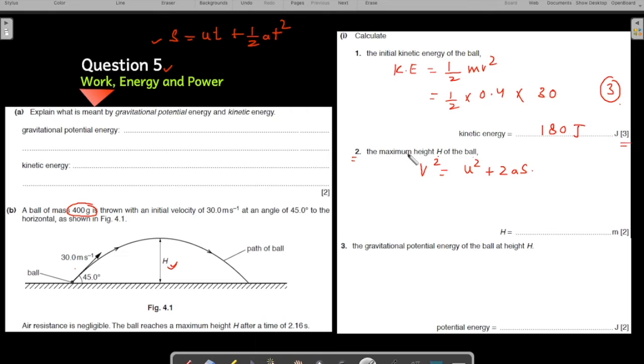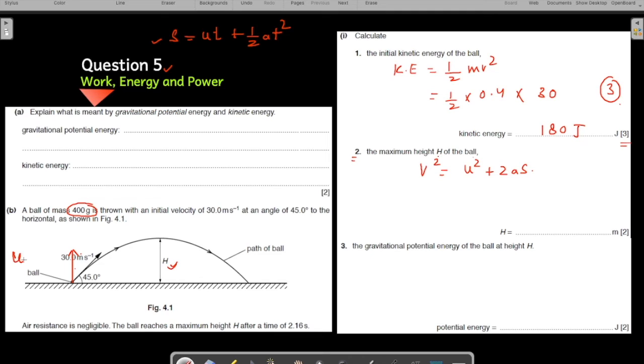So, maximum height. Height is vertical, so let us take all the components of the velocity in the vertical direction to input their values in this formula, because we are working with a height or a displacement which is vertical. So what is the initial vertical component of the velocity? Initial vertical component, let us call it u.